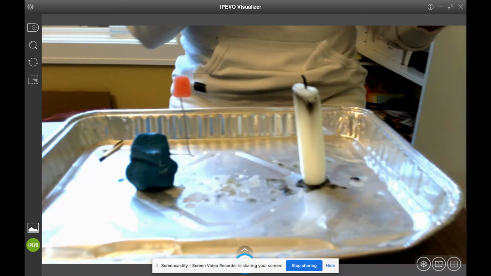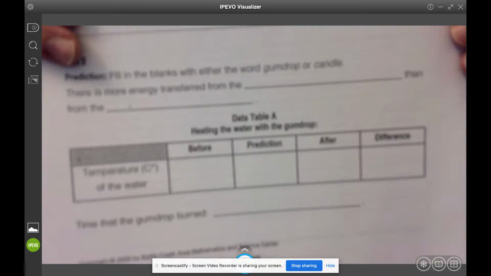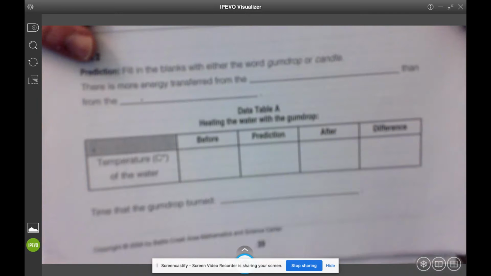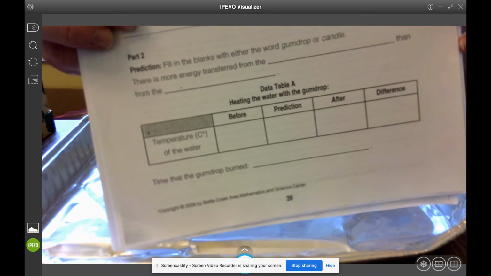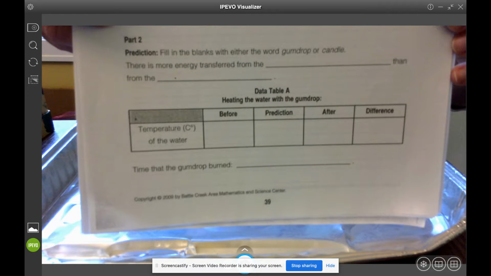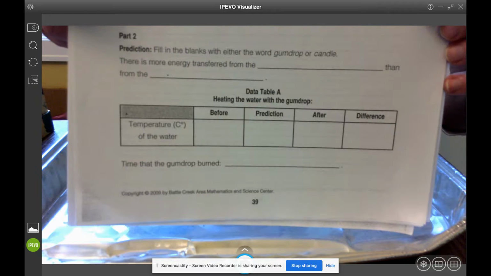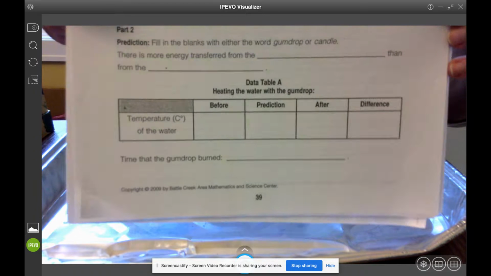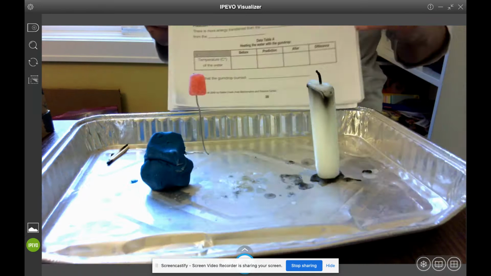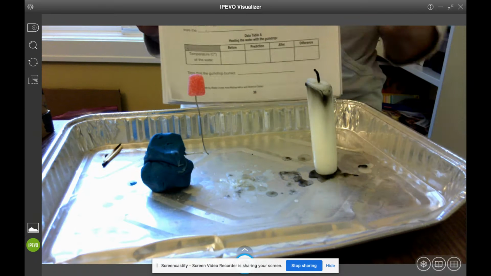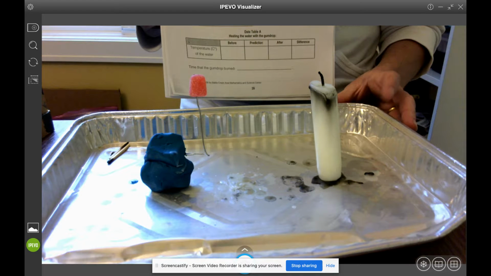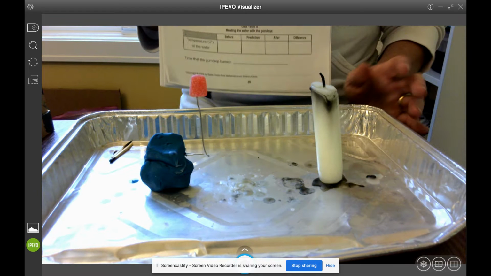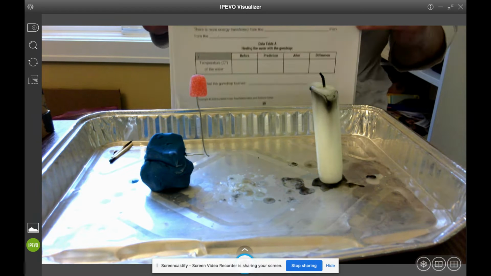Right now, I want you to make a prediction. Wyatt's going to focus that. The first question there says, there is more energy transferred from the blank than the blank. So do you think there's going to be more energy transferred from the gumdrop or from the candle? Which one do you think is going to heat the water hotter given the same amount of time to burn? Just make a prediction.